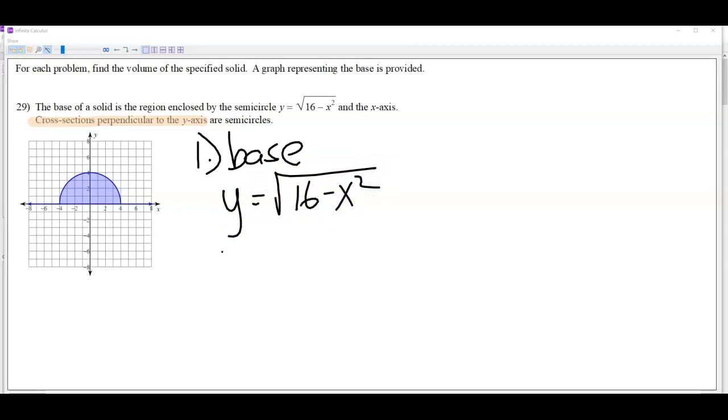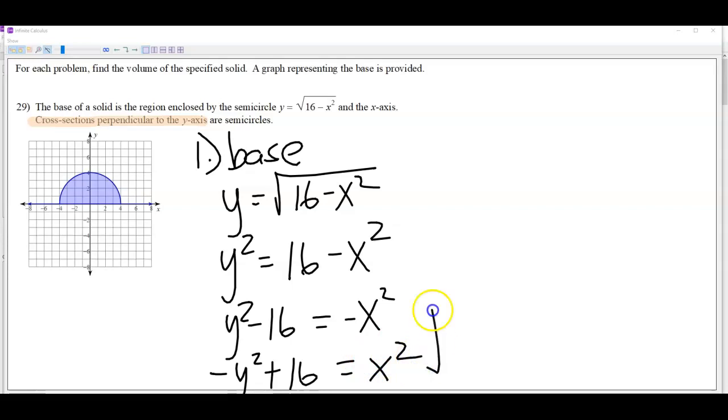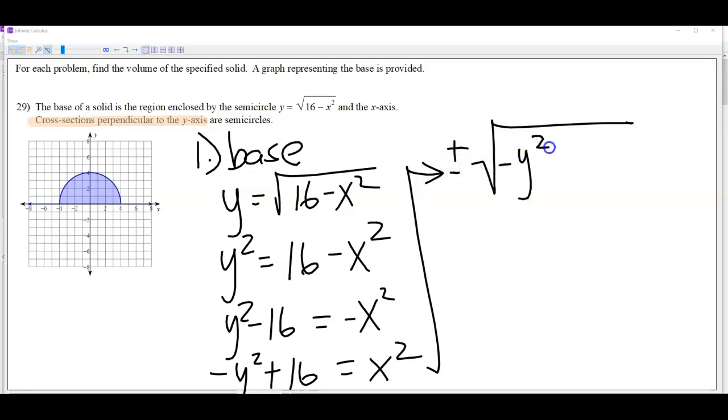So the first thing I would do is square both sides to get rid of the square root. The next thing I would do is subtract the 16 on both sides. The next thing I would do is multiply everything by a negative to get rid of the negative off of the x squared there. And then the final thing I would do is take a square root. And we don't want to forget that when you do take a square root, you get a plus and a minus.